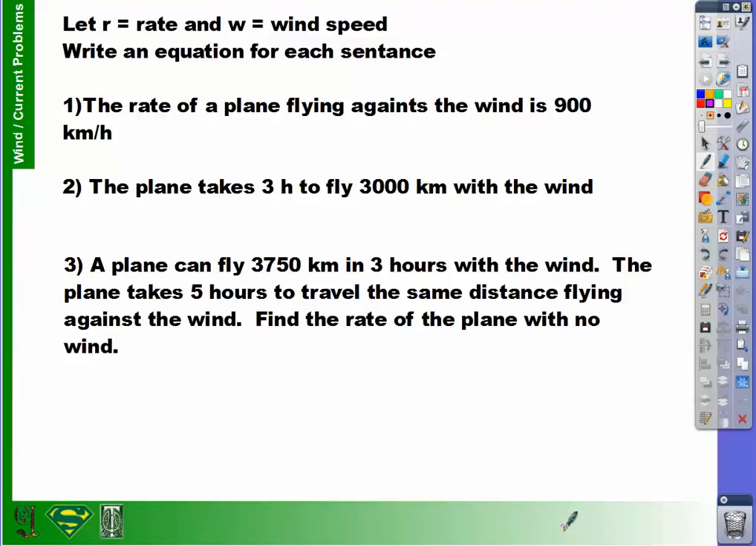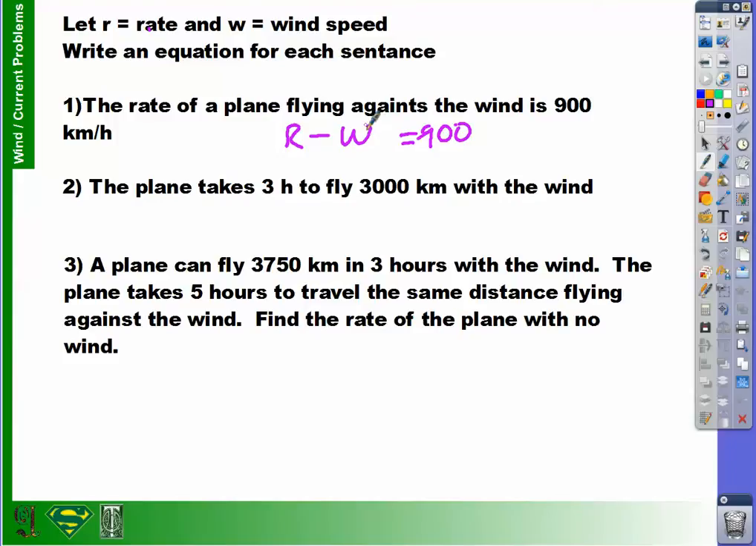We're going to let r equal the rate and w equal the wind speed. We're going to write an equation for these two sentences. The rate of a plane flying against the wind is 900 kilometers per hour. Well, we all know that the overall rate is 900. We also know that your rate, when you go against the wind, is going to be how fast you're going. That would be r, or your normal rate, minus the amount that the wind is pushing against you. So r minus w is equal to 900.